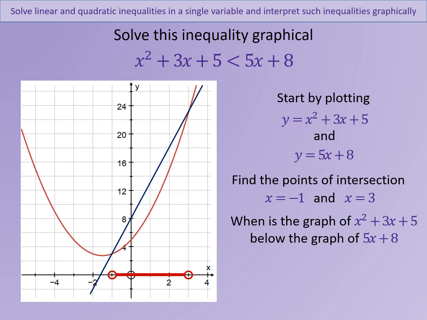So if it's less than, it doesn't include the -1 and 3. If it had been less than or equal to, then it would have included the -1 and the 3. So the solution is in between those two values of x, but not including them. And the way that we would write that is as a single inequality, and you can see it written there at the bottom of the screen.